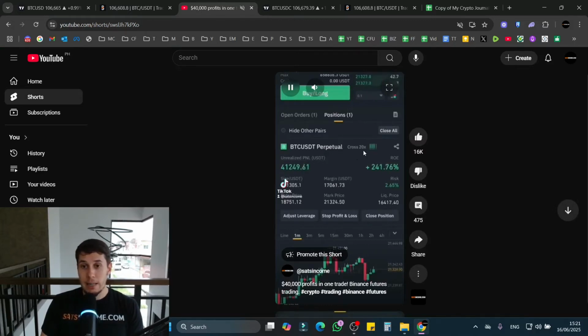So I use 20x leverage right here, cross, as you can see. Again, when you are already advanced, you don't really have to use isolated. You can just use cross. You're gonna be all right. You're never really gonna get liquidated.